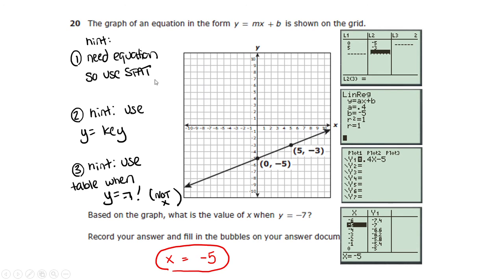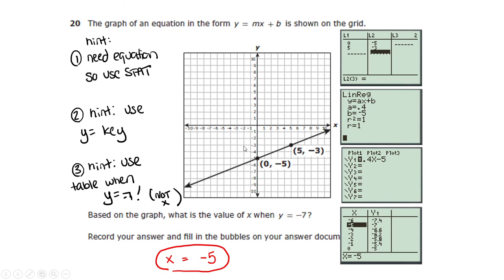Now, if you were to use stats, you would type in your points like this. If you were to do stat calc 4, you would see that your equation is 0.4x minus 5. Type that into y equals. Then you're going to pay attention that they want the value of x when y is -7. So you would go to where y is, which is the second column, where it's at -7. Not where x is -7, where y is -7, you see -5.